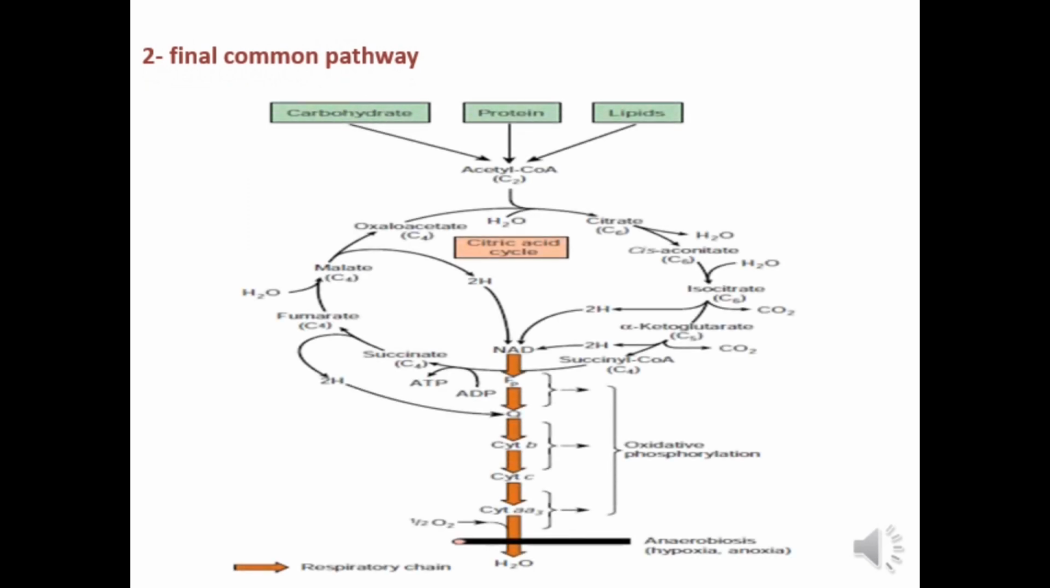Number 2, it is the final common pathway for oxidation of carbohydrate, lipid, and protein, because monosaccharide like glucose and fatty acid and amino acid are metabolized into acetyl-CoA, which enters Krebs cycle for complete oxidation into carbon dioxide and water.